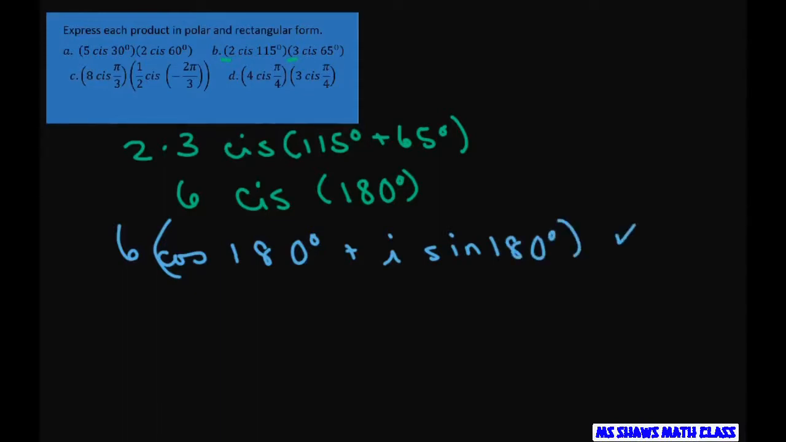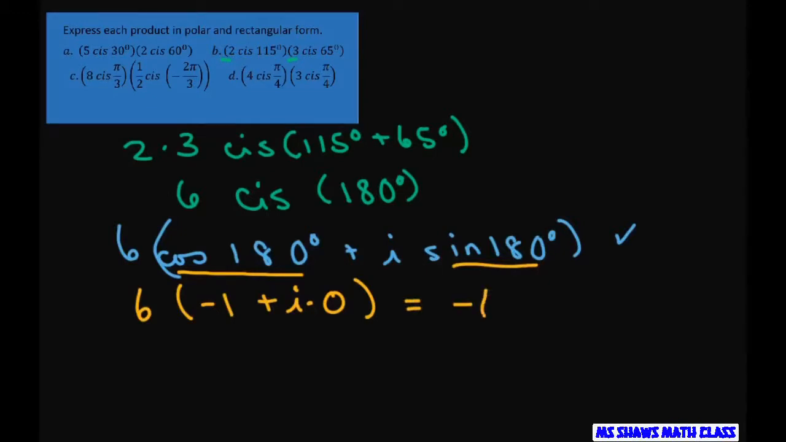So that's your polar form. And then for rectangular form, you just evaluate. Cosine of 180 is -1 plus I, and sine of 180 is 0. So this just ends up being -6. So this is rectangular form.